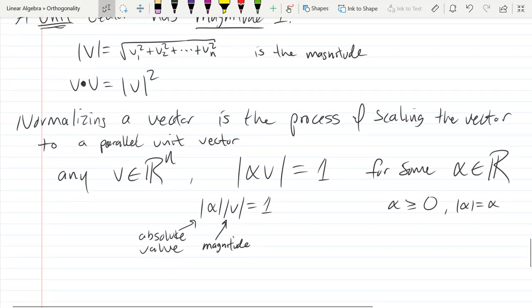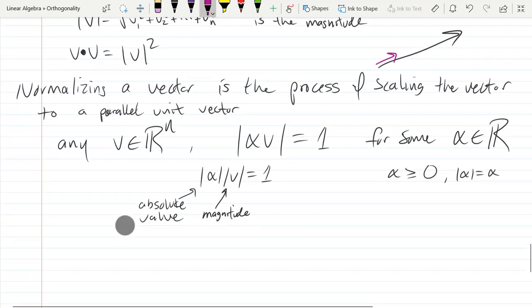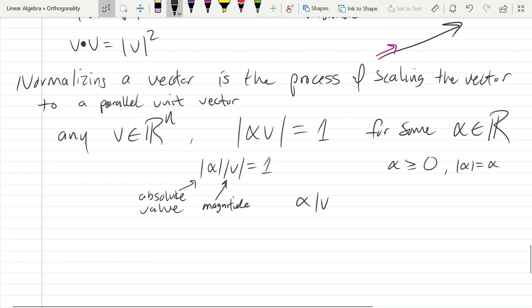What that means is when we think about scaling geometrically, if we're going to take a small alpha, our scaled vector will be pointing the same direction but be smaller. That's all positive means, whereas negative means it could flip the other direction. So when I say parallel, I mean pointing the same direction. So alpha being 0 or more. So now we have alpha times magnitude of v equals 1, and we're going to solve for alpha. So alpha is going to equal 1 over the magnitude of v. So all we're going to do is multiply the vector by the reciprocal of its magnitude, and that will scale it to 1.